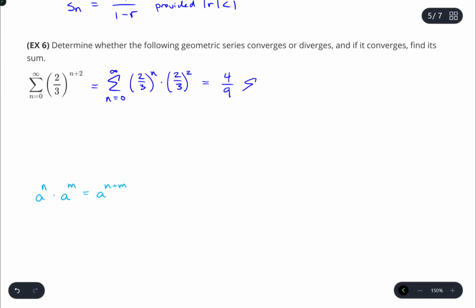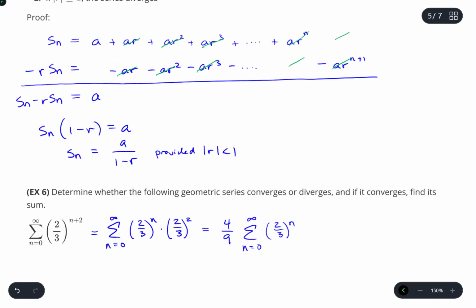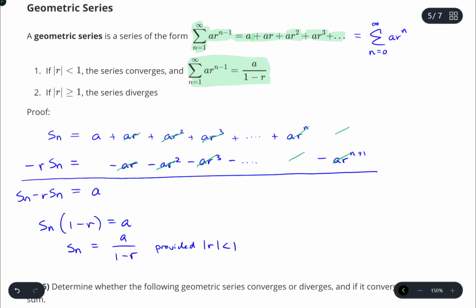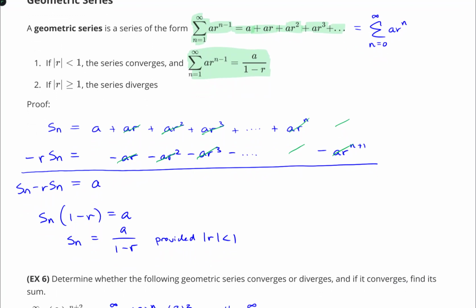So then I have 4/9 of the sum n equals 0 to infinity of 2/3 to the n. And as I mentioned, you can have this formula working in this form, n equals 1 to infinity of a times r to the n minus 1, or you can have it working n equals 0 to infinity of a times r to the n. Either way is the same. It's just a different starting point, but they all have the same terms.